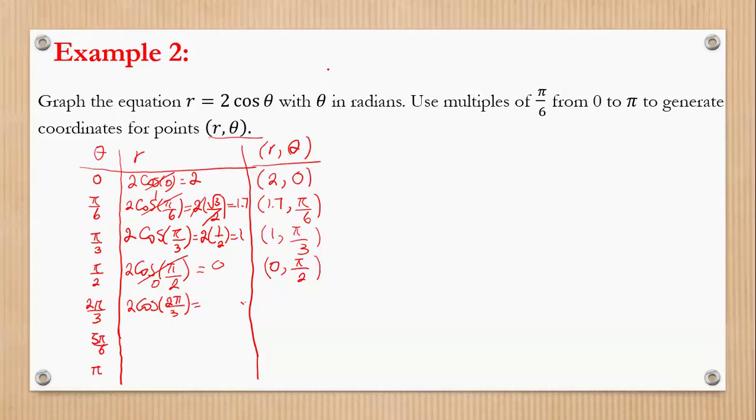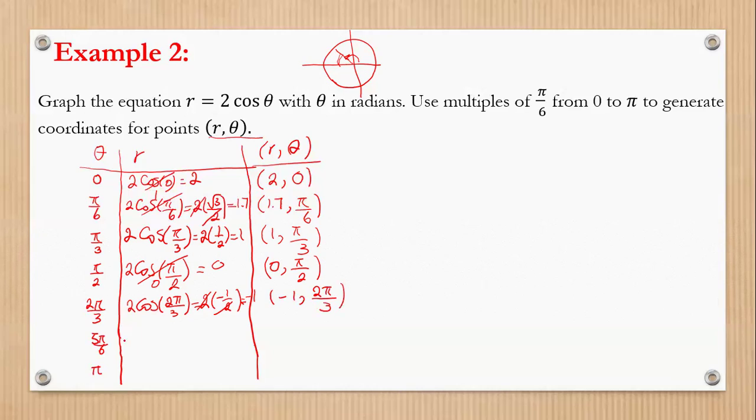So you know that 2 pi over 3 is in the second quadrant. So the cosine of 2 pi over 3 is the same as the cosine of pi over 3, its reference angle, but in negative form, because the cosine in the second quadrant is negative. The cosine of pi over 3 is 1/2, but the cosine of 2 pi over 3 is negative 1/2. And if I simplify, I get negative 1. So the point is negative 1 and 2 pi over 3.